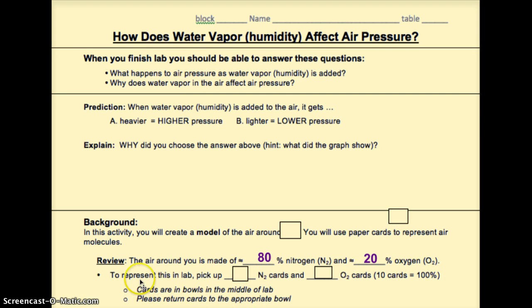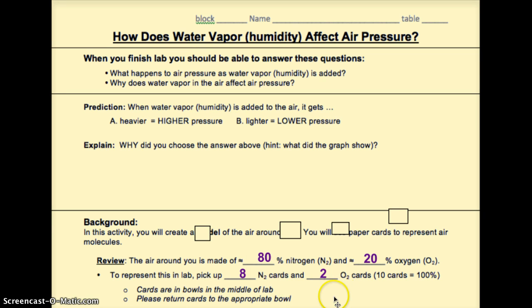Okay? Now in lab, we're going to represent this. Again, you're going to see green cards, and you're going to see cards marked N2. That represents nitrogen. You're going to pick up 8 cards of nitrogen to represent the 80% of our air that is nitrogen. Picking up 80 cards would be a lot. And then to represent the oxygen in our air, the oxygen you breathe, O2, you're going to pick up 2 cards. So the cards are in bowls in the middle of lab. You're going to pick up 1 set per lab group, so you'll have 10 cards. And then please, when you're finished, return them to the appropriate bowl.